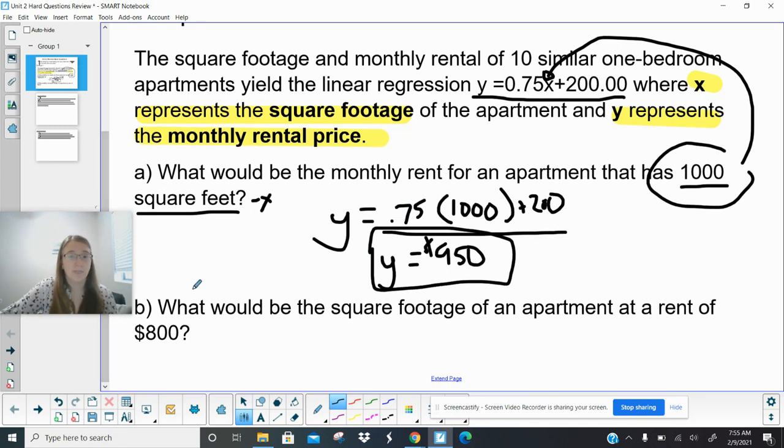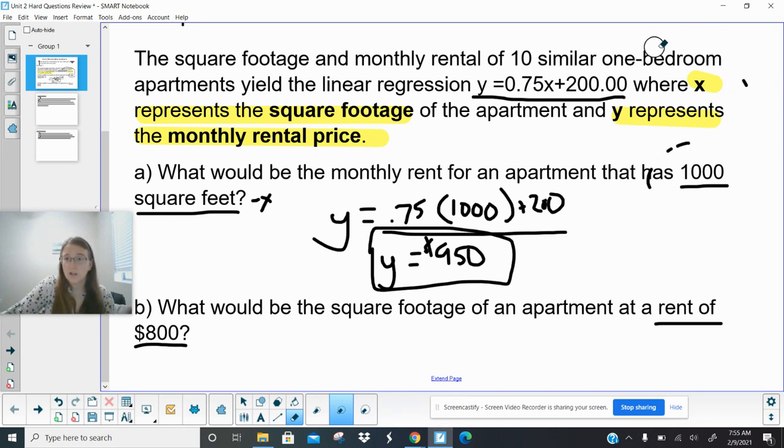Now let's look at the next one. It goes blah, blah, blah, blah, rent of 800. That's what you want to almost think. Of course, go back and focus on what you are trying to find, but what you want to focus on first is what are you given? So I'm given $800. Looking at what that represents, it says X represents the square footage and Y represents the monthly rental price. This is a rent of 800. Is the 800 going to be X or Y?